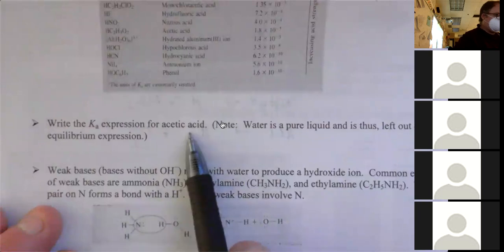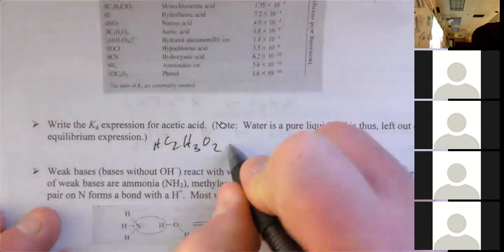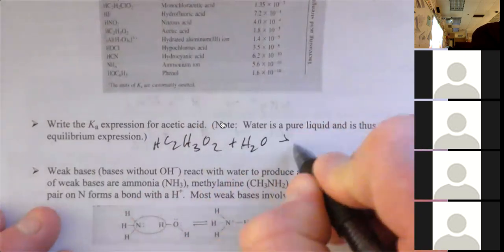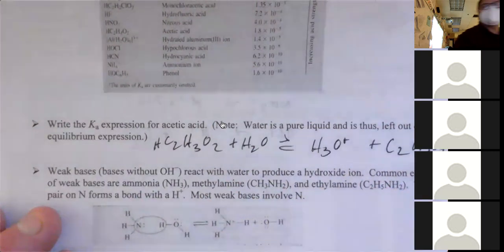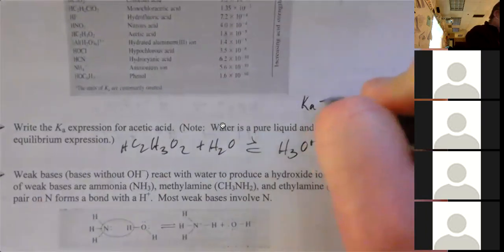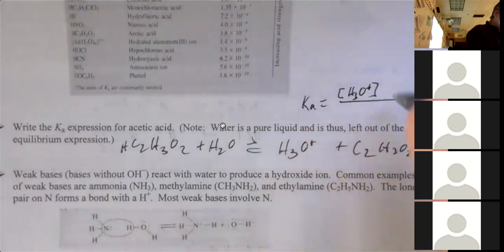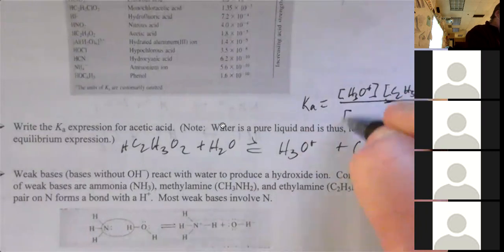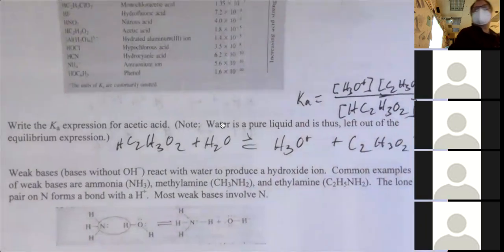So if we take a look, here is acetic acid, HC2H3O2 plus H2O yields H3O plus and C2H3O2 minus. So to write the Ka expression, we will put the products on top and the reactants on bottom. We're not including water here.